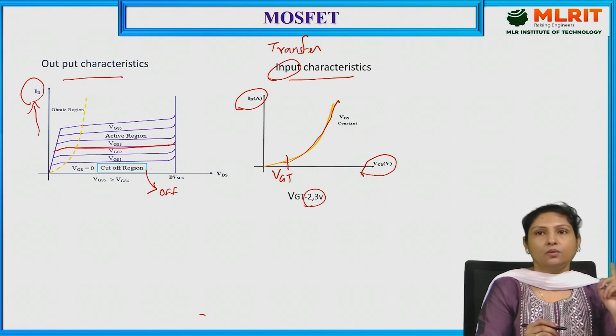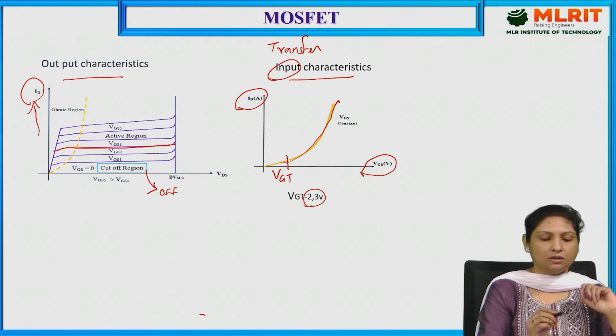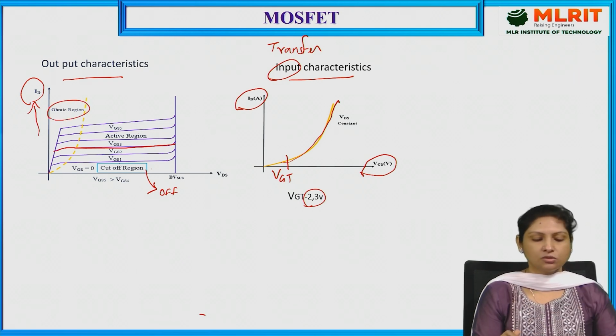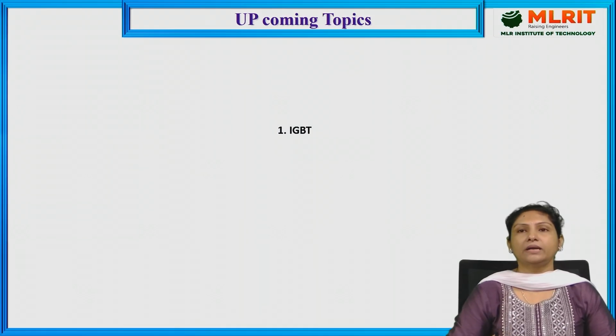And in BJT we had the saturation region, whereas in MOSFET we call it the ohmic region. So this is all about the output characteristics of a MOSFET, and in the coming lecture we will be seeing IGBT.